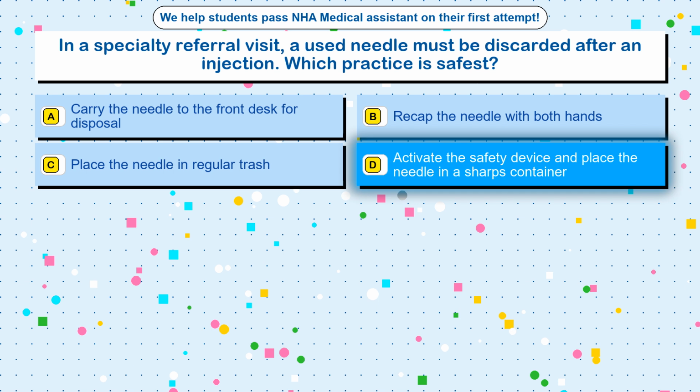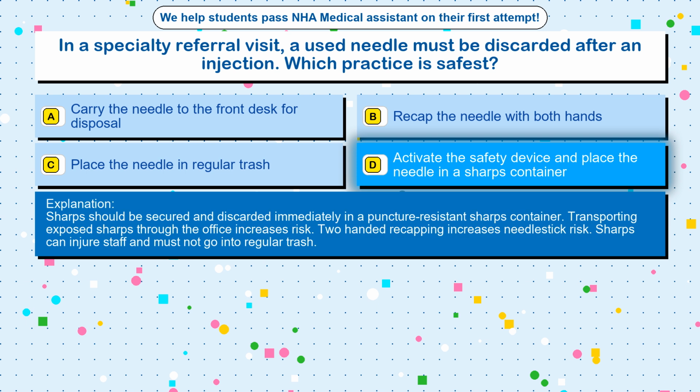The correct answer is option D. Activate the safety device and place the needle in a sharps container. Sharps should be secured and discarded immediately in a puncture-resistant sharps container. Transporting exposed sharps through the office increases risk. Two-handed recapping increases needle stick risk. Sharps can injure staff and must not go into regular trash.